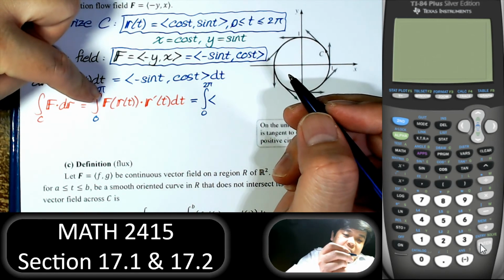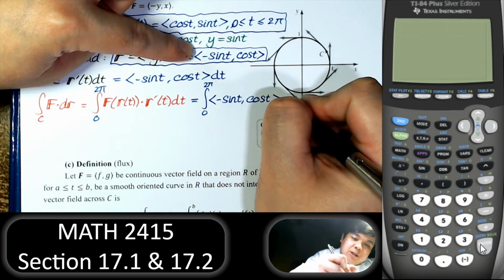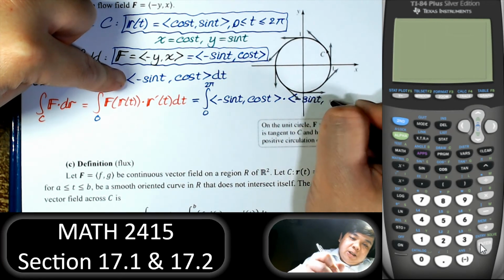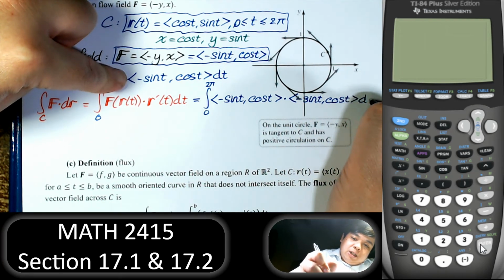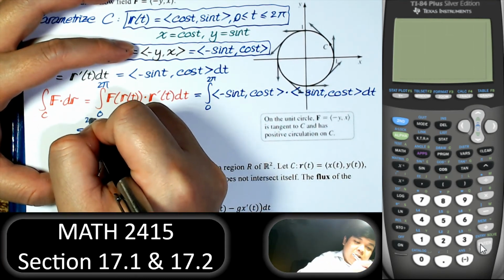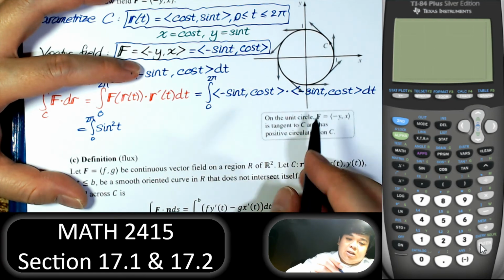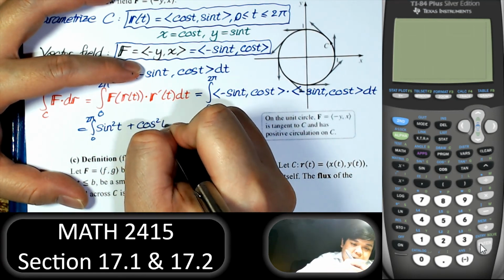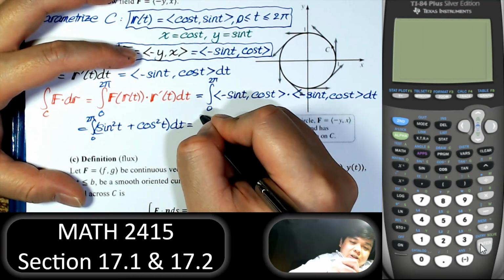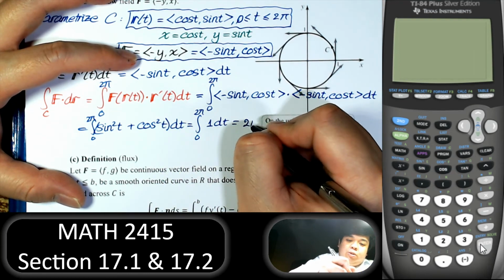Right. The vector field in terms of t, negative sine t, cosine t, dot the derivative, negative sine t, cosine t, dt. Right, dot product: negative sine times negative sine, that is sine squared, right? Plus cosine times cosine. Sine squared plus cosine squared is 1. So for that, it gives us just 2 pi.